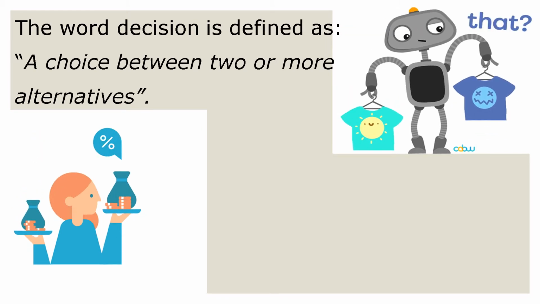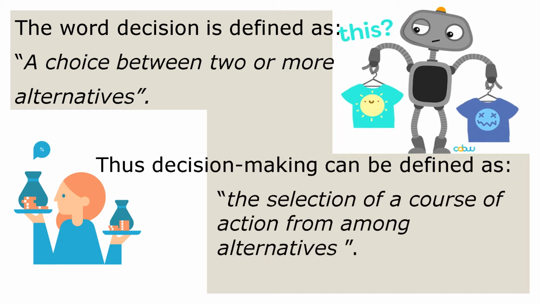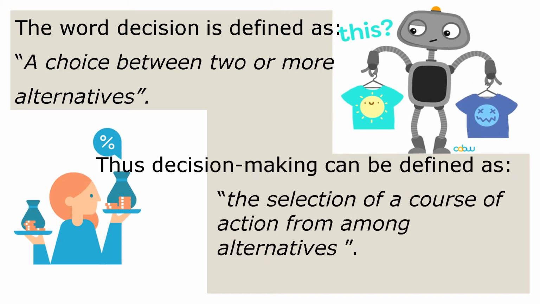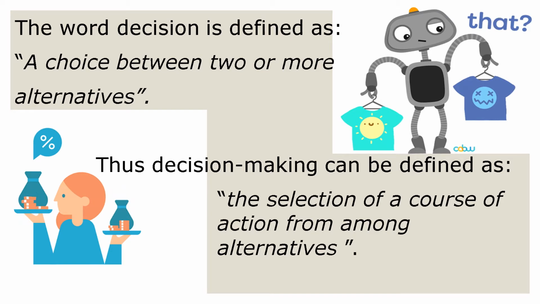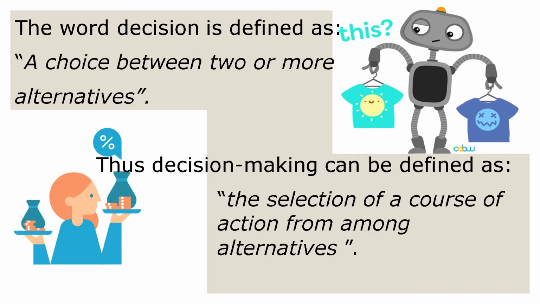The word decision is defined as a choice between two or more alternatives. Thus, decision making can be defined as the selection of a course of action from among alternatives.